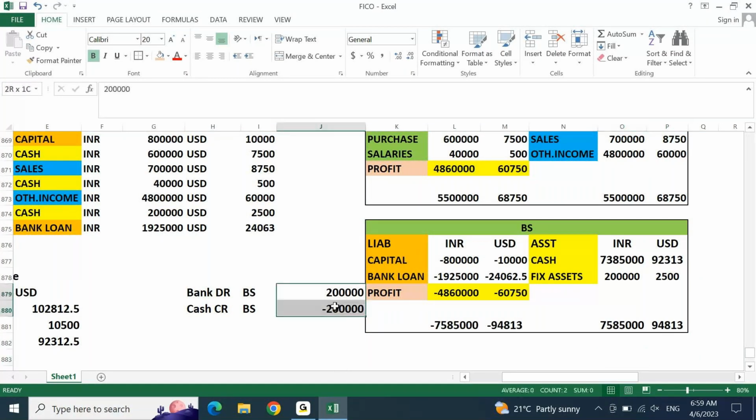Now what is the sum of this? Total of this is only what? 0. This is just a reclassification kind of entry. Within the assets side, the data is being moved.